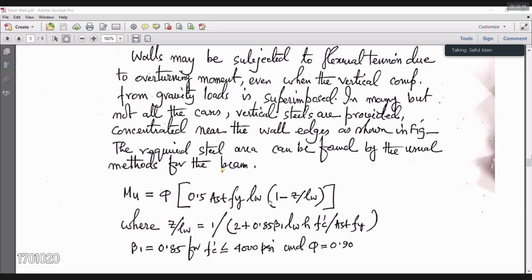You can think of 1 minus z by Lw, where z by Lw can be expressed by this formula. You use that formula only, no problem. 1 divided by 2 plus 0.85 beta 1, and the parameters we know. Lw is the length of the wall, h is thickness, f'c is concrete strength, Ast is the steel required, sorry, not vertical steel, to be calculated. fy is the yield strength of steel. Beta 1 is 0.85 for f'c less than or equal to 4000 psi.